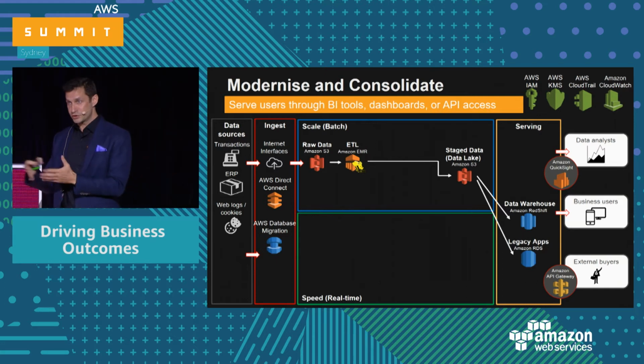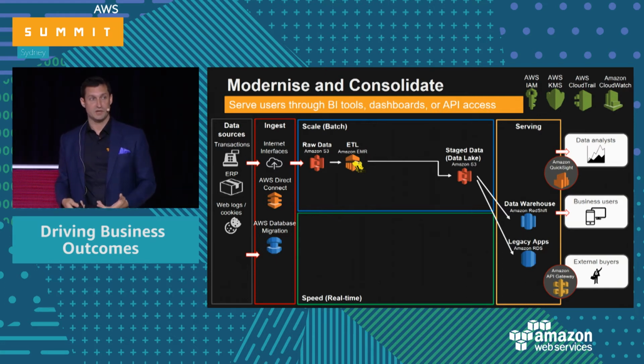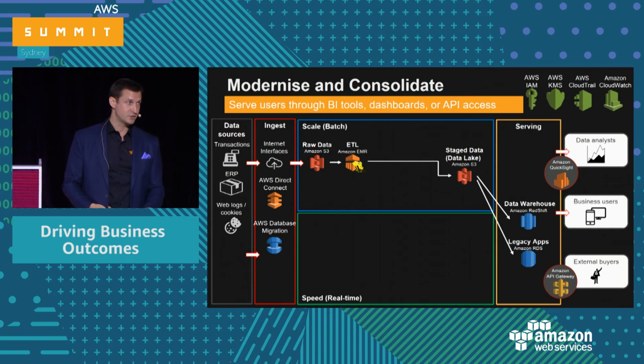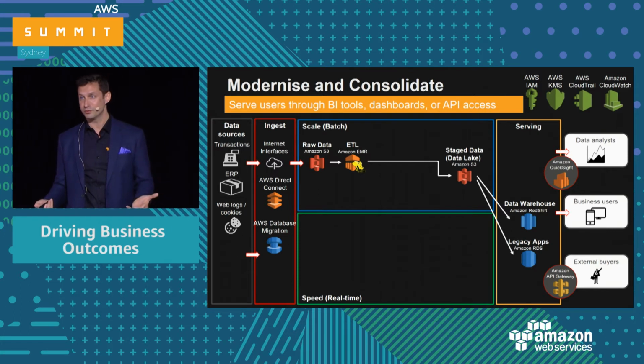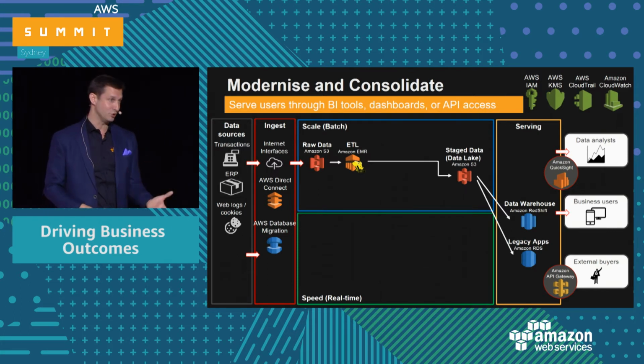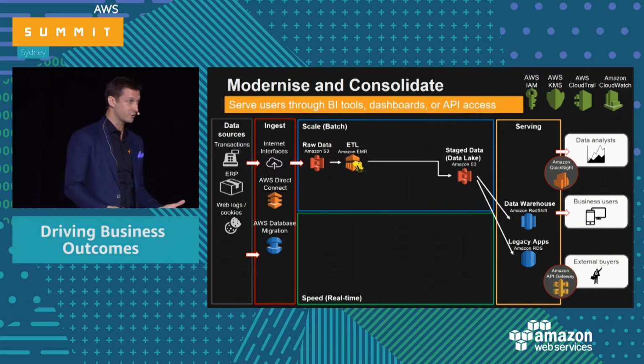From the serving layer, you then will have, say, for the data analysts, they may use a visualization tool. And we do have a tool called QuickSight, but you may have a lot of other tools already in your organization. You may have Tableau or Qlik or any number of MicroStrategy or others. And through Marketplace, you can bring those across and use your licenses for that.